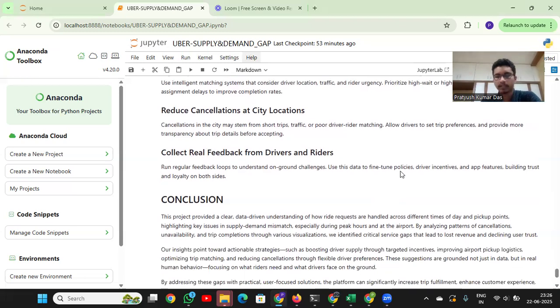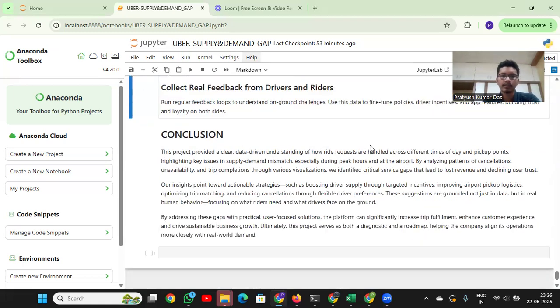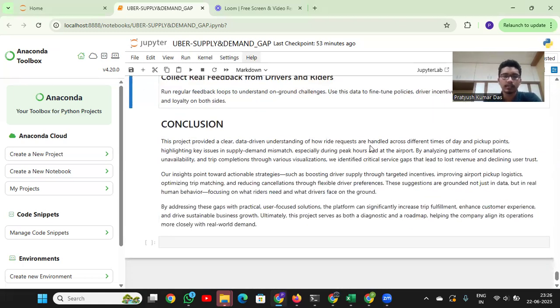And the last important thing is to collect real-time feedback from the drivers and riders. From there we can use this data to fine-tune the policies, driver incentives, and app features, building trust and loyalty on both sides. Yeah, this was all the solution to this particular business objective.